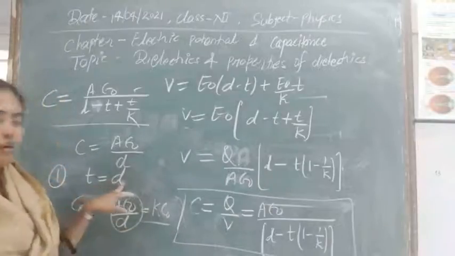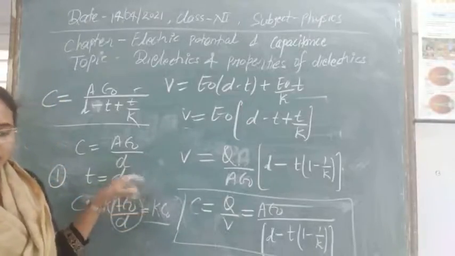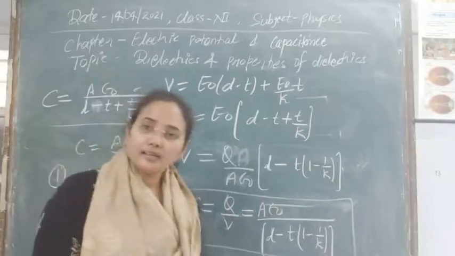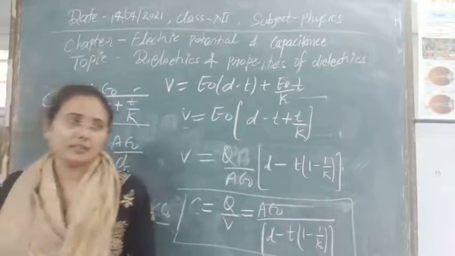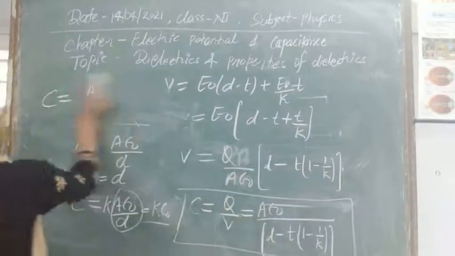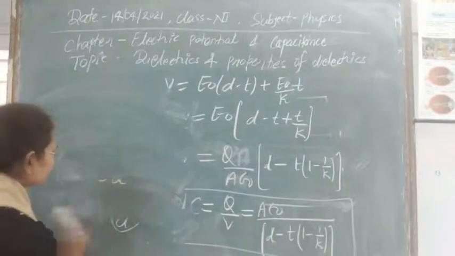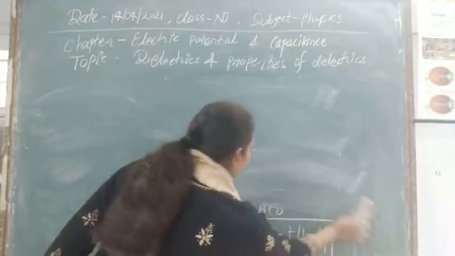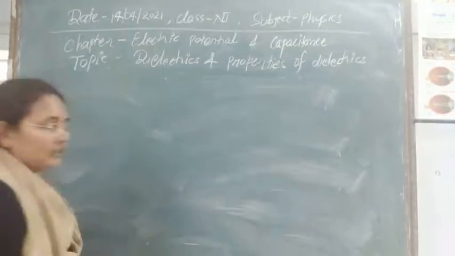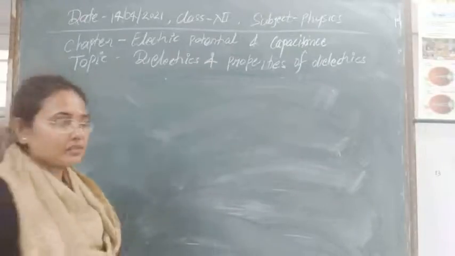Also it depends on the thickness that we are taking. The greater the thickness, the greater the capacity of the parallel plate capacitor. Next, let us see what happens if we use a conducting slab inside the parallel plate capacitor.